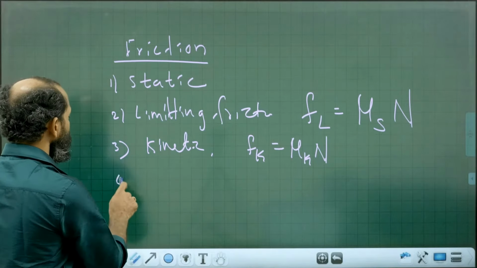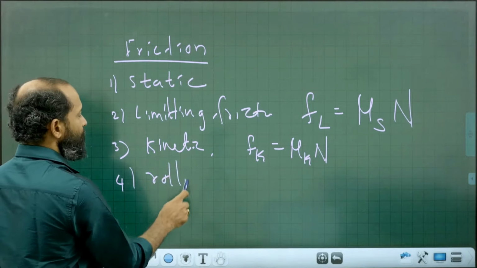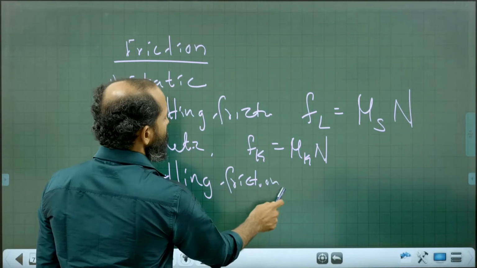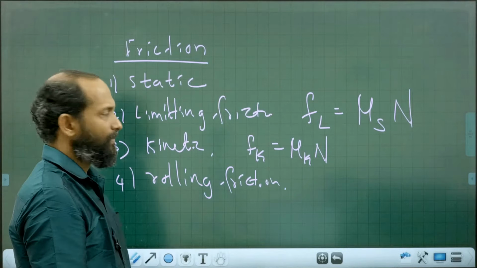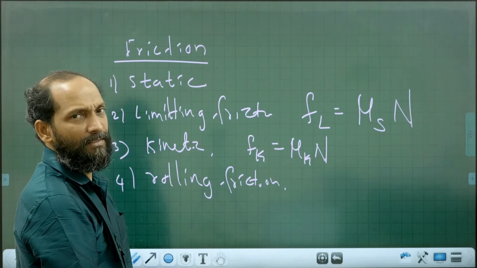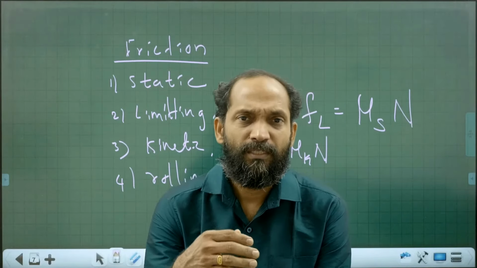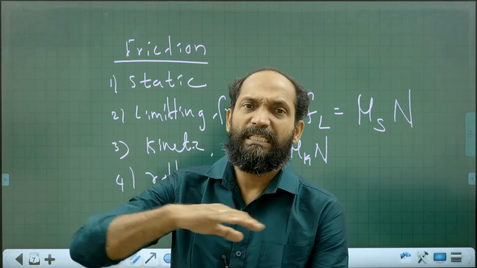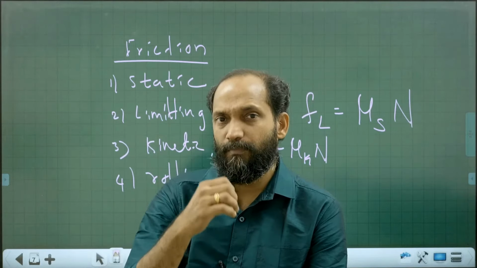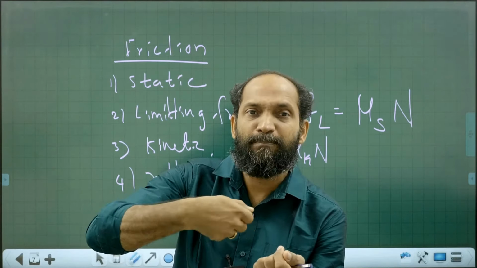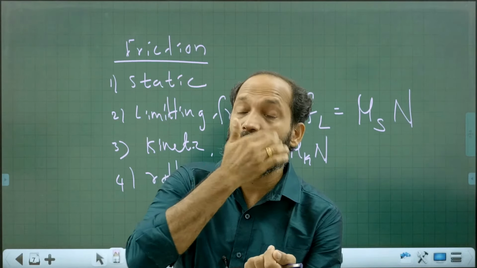One more friction is called rolling friction. It is of different origin. All frictions are of electrical origin, but rolling friction is much less. It can be explained like this. If you tear a vegetable using a knife, you can chip vegetables.